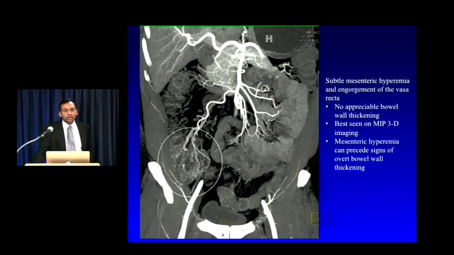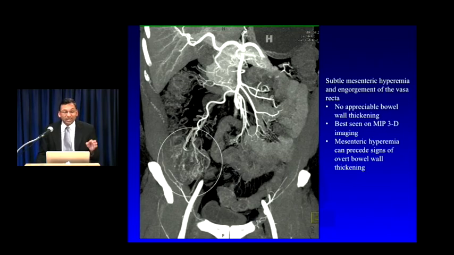Now, as I mentioned earlier, the earliest stages of Crohn's-related inflammation can be virtually invisible on venous phase images, and that's where the arterial phase images can be so helpful. Here's an example where the MIP images nicely illustrate that there's increased vascularity of that right colon and the terminal ileum. There's no bowel wall thickening. I'm not showing you the venous phase, but the venous phase images look pretty normal.